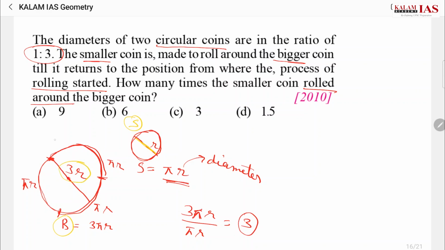Now the smaller coin starts to roll around from this point A, and it will keep on rolling until it reaches this point A again. For every roll, the smaller coin covers a distance of pi r, and in total it has to cover a distance of 3 pi r. So it has to cover 3 pi r divided by pi r, that is 3 times the length of the coin, so that it can reach from the start to the end point. So the answer will be C.